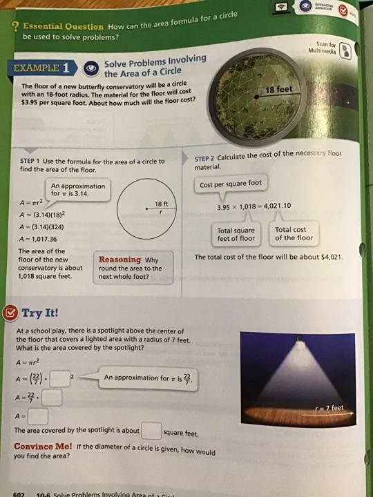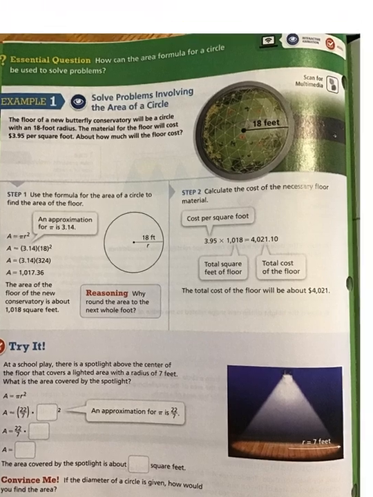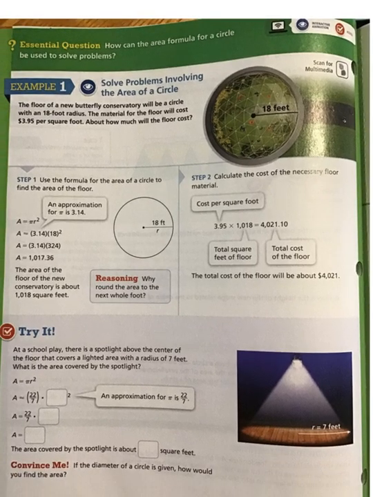So we did circumference of the circle, which is the outside of the circle. Now we are going to be doing the area. This is circumference. Now we're going to do the inside of the circle, which is area. They're showing you here that the formula is A equals pi r squared.